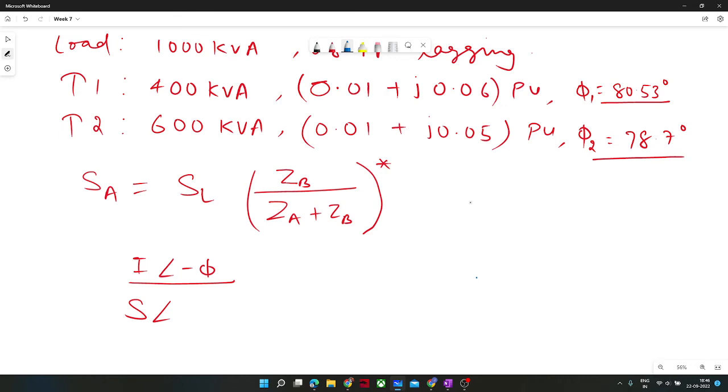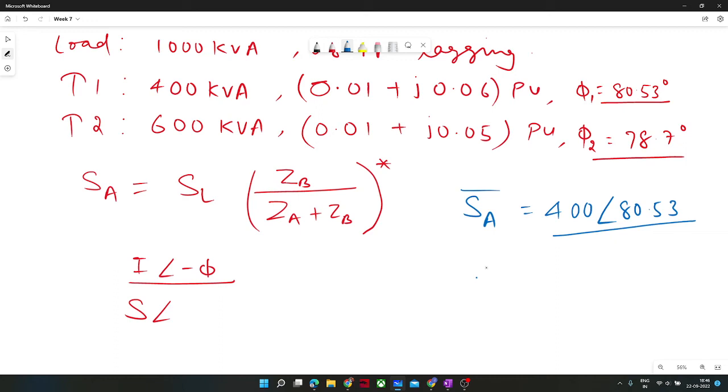So SA would be written as SA angle 80.53, right? Let us take the value minus that I am about to say. This is the rating of SA, when I do not want to deal in conjugate terms.